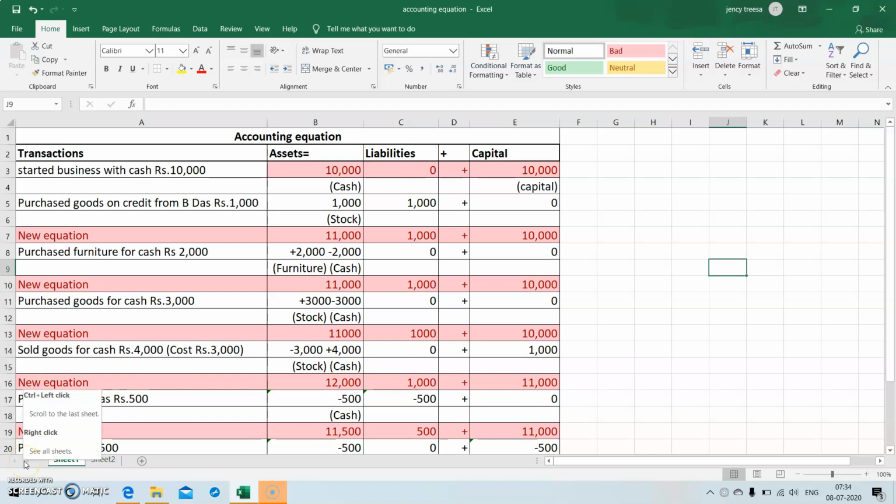Hello students, today we are going to see a problem based on the accounting equation. As you can see, assets is equal to liabilities plus capital.